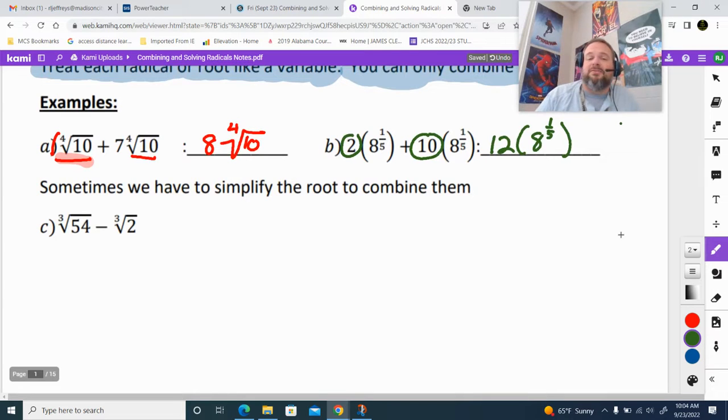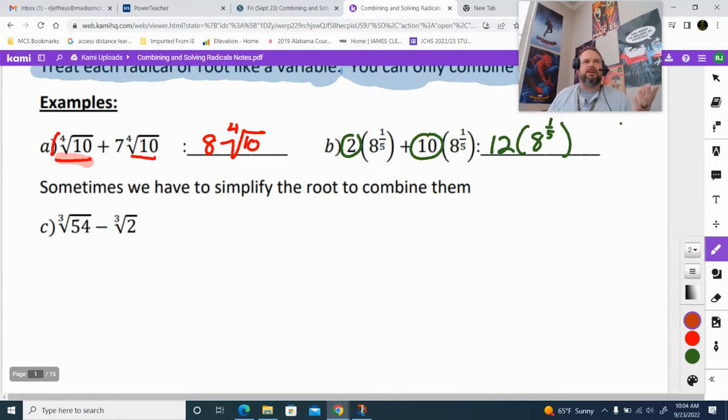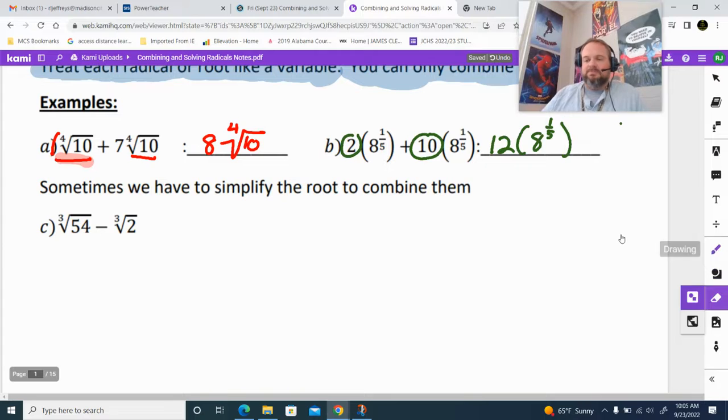Sometimes we have to simplify a root before we can combine them. This is where we need to use some clues. So get out your notebook and get ready to write these clues down. Did y'all watch Blue's Clues? Think about it like this: a lot of times, about 85% or higher, this other root is going to help you find this one right here.